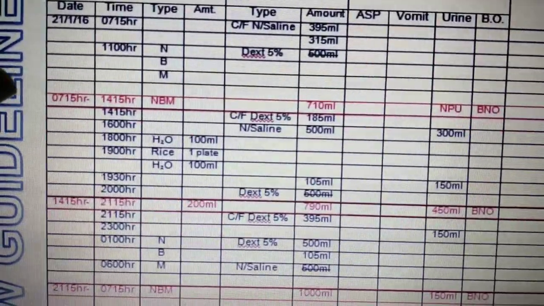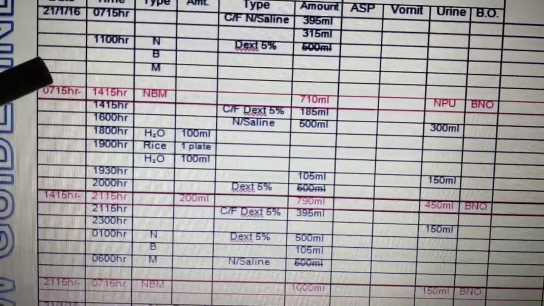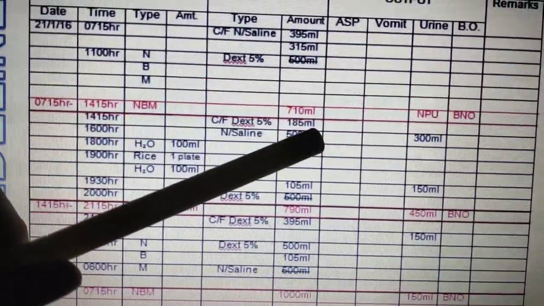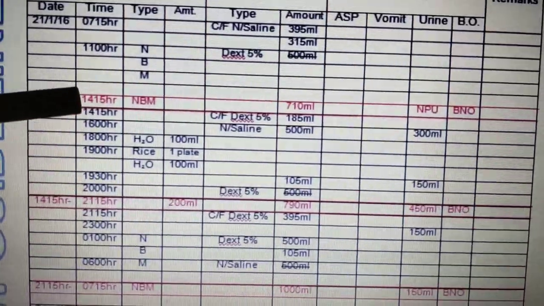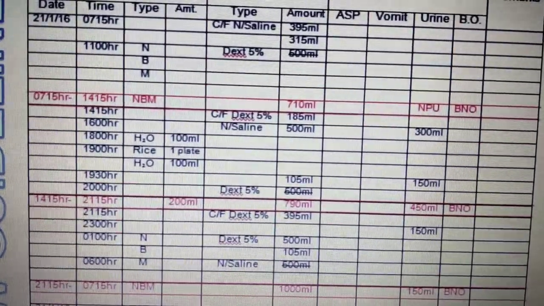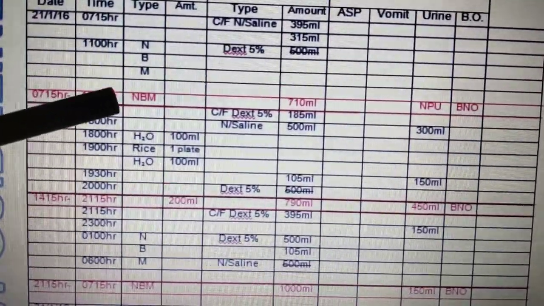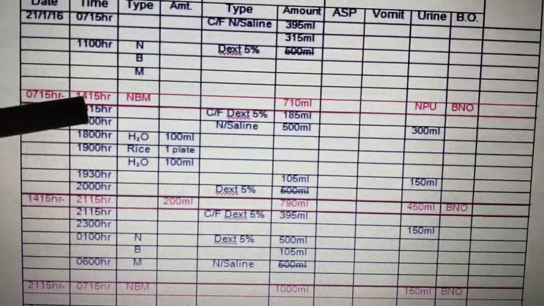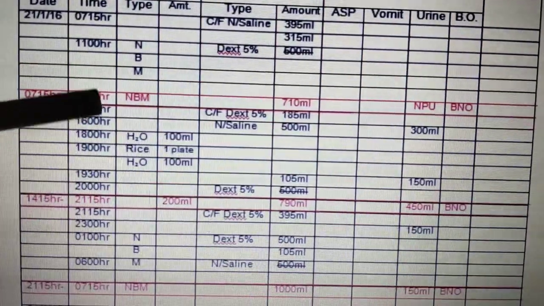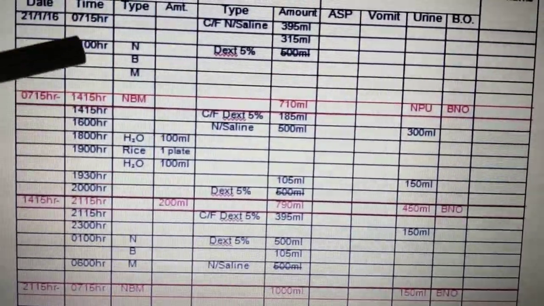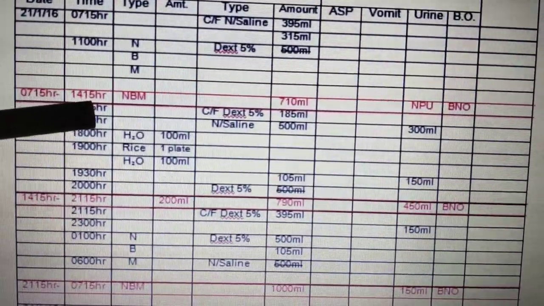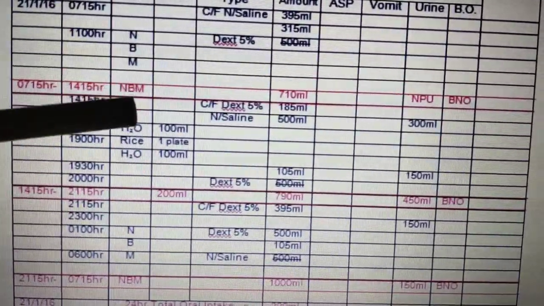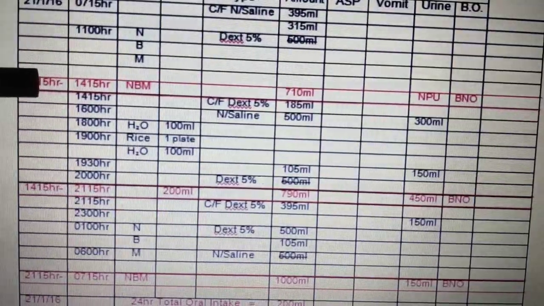Now she started with the calculations. How? At 7:15 she has to calculate, isn't it? No, at 1:15. 14:15 is nothing but the time again. At 2:15 the second shift nurse will come. She has to maintain the same thing. Clear? So she has written nil by mouth, nothing is given, and she's calculating this.